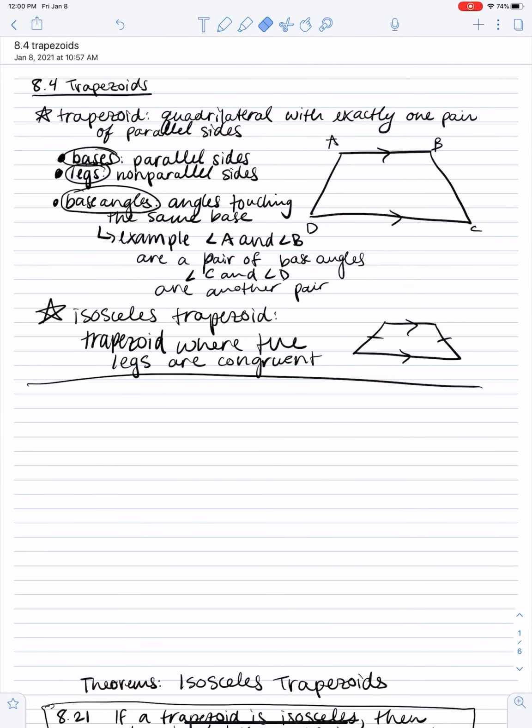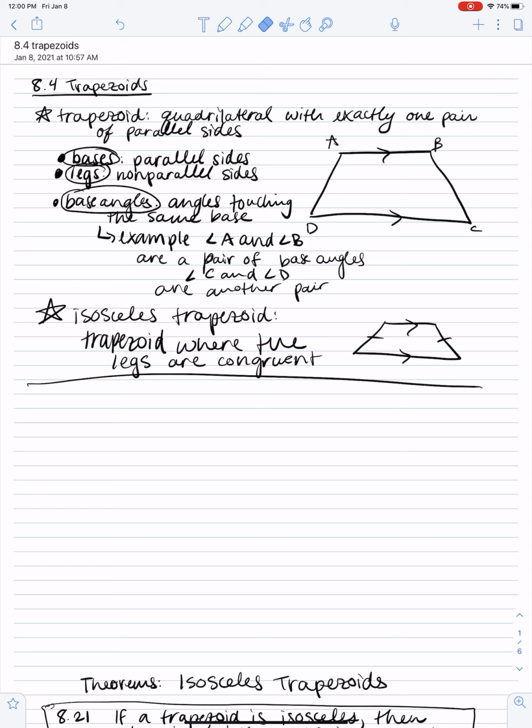Okay, today we're going to move on to 8.4 trapezoids. It's going to have some definitions and some theorems and some examples like our last lectures. So a trapezoid is a quadrilateral with exactly one pair of parallel sides, just like the picture depicts.